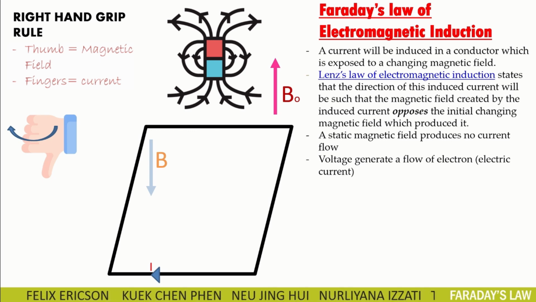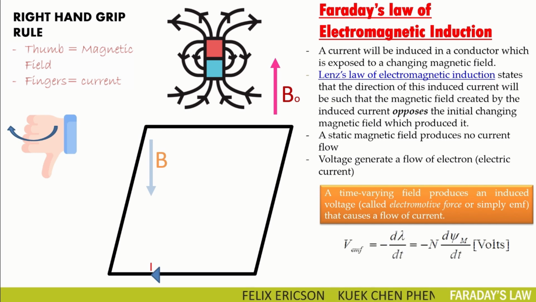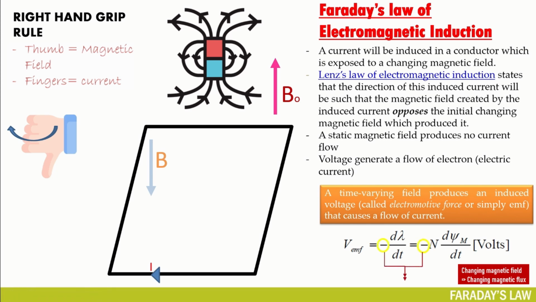Hence, Faraday's law states that a time-varying field produces an induced voltage, which is also called the electromotive force or simply EMF, that causes a flow of current. The equation of EMF is given as below, where lambda is the flux linkage, N is the number of turns in the circuit, and phi is the flux through each turn. The negative sign indicates Lenz's law, that the induced voltage acts in such a way as to oppose the flux producing it.